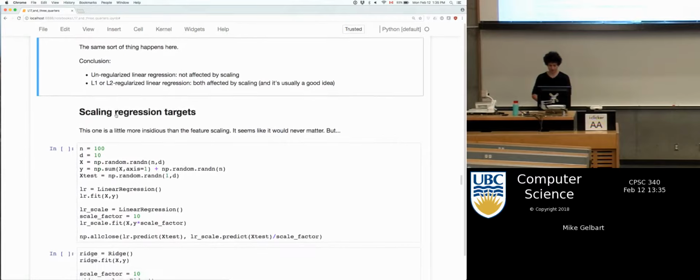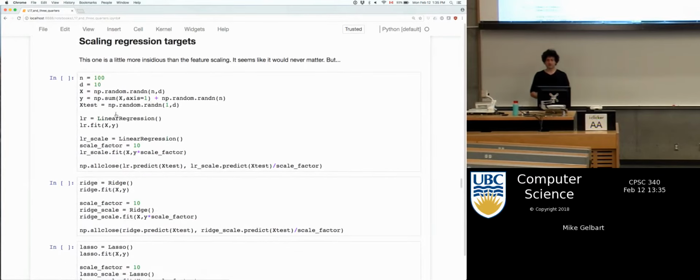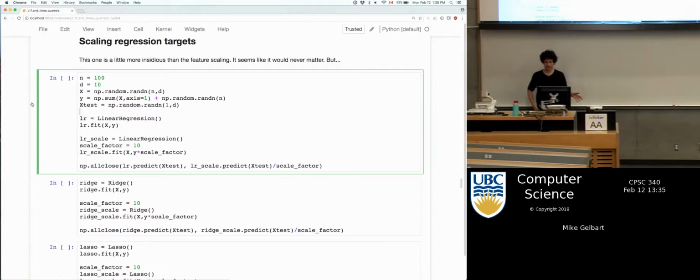Okay. So let's talk about scaling the y values. This was something that Gurinder asked about in class and caught me a little off guard. And it's an interesting story. Okay, so I'm doing the same kind of thing, but I'm just going to scale the y value. So look at this. Here's the code. I fit the linear regression. And then I fit another linear regression where my y values are just multiplied by some scale factor, like 10.